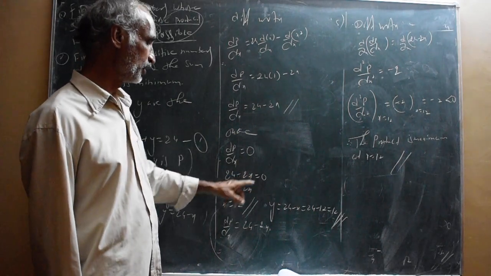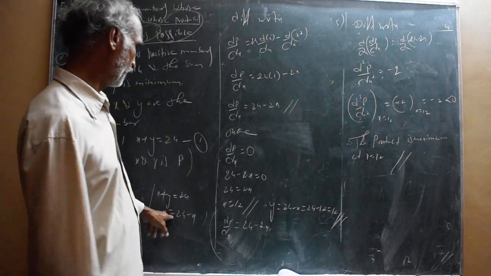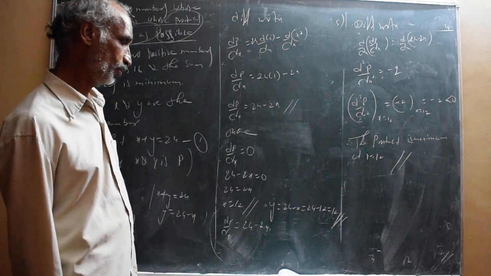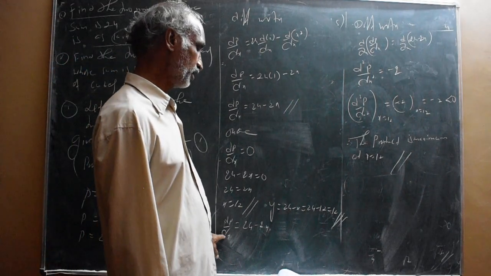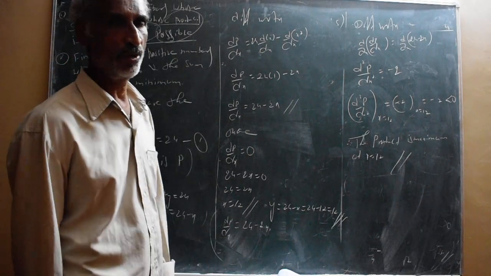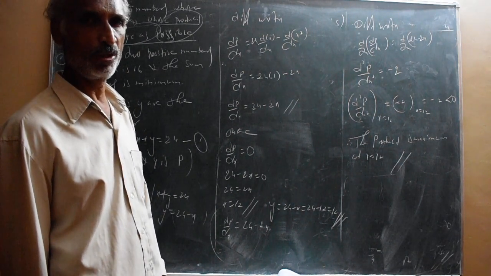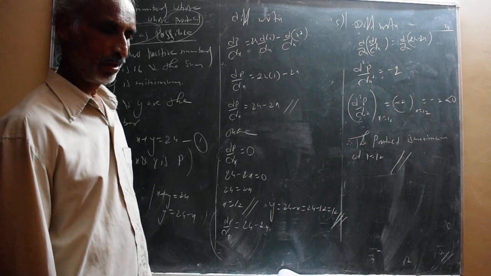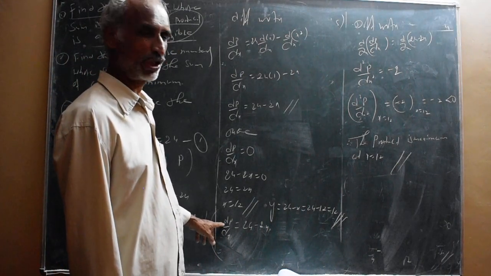24 minus 2x is 0, therefore x is 12, we got. Means y is 24 minus x, therefore y is also 12. x is 12, y is 12. I got the x and y values. I do have to confirm that at x is 12, y is 12, the function is maximum. Second order derivative should be negative; if the second order derivative is negative, then the function is maximum. Let's work out the second order derivative.